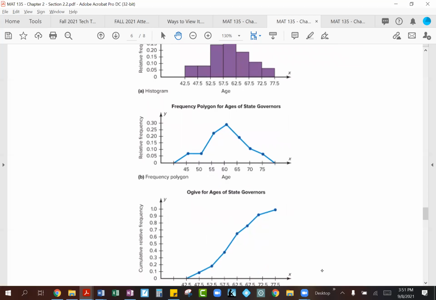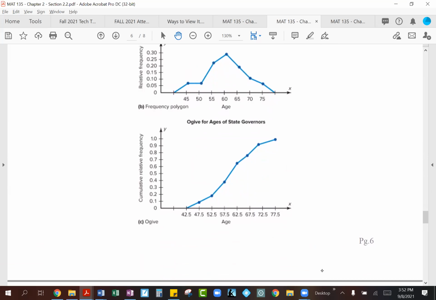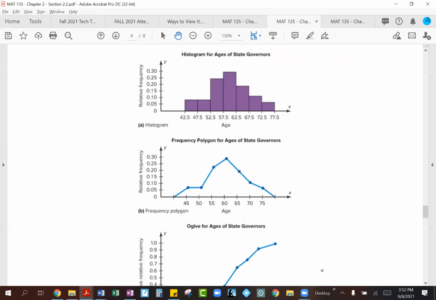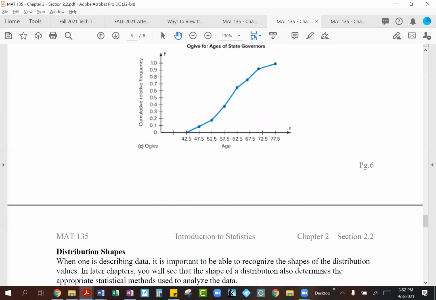This is what your frequency polygon looks like. And then this is what the cumulative frequency will look like. And this is based off of relative frequency. But even if you were using just regular frequency instead of the relative frequency, your graph should still look the same, because they will not change.